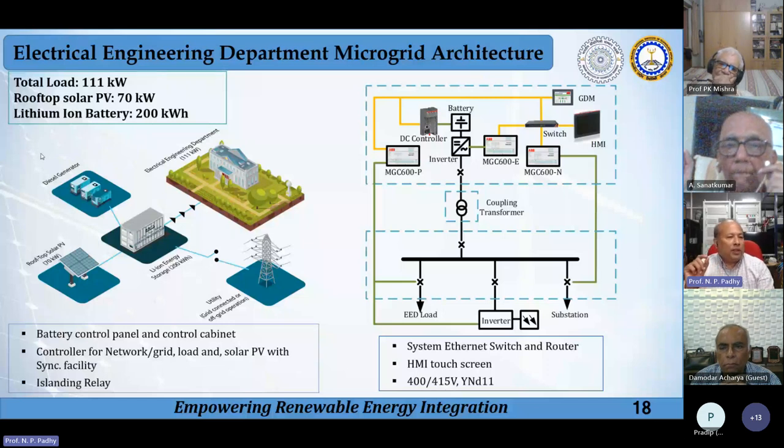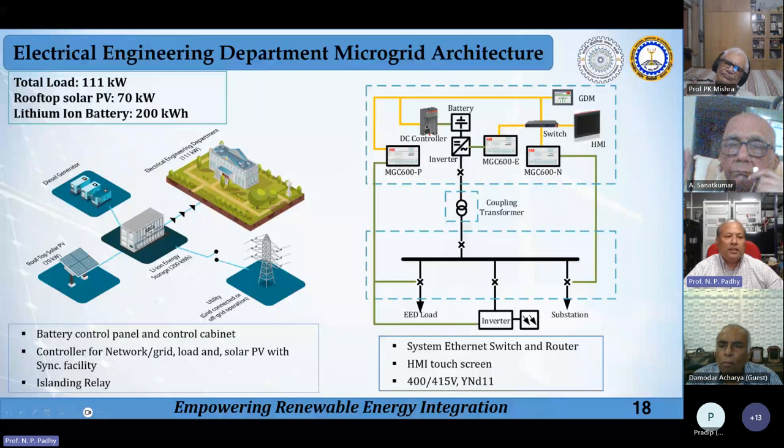So what we do is, there is a total load of 111 kilowatt, and the rooftop solar is close to 70 kilowatt. We have now connected a battery, which is close to 200 kilowatt hour. If you look at the configuration, this is our electrical engineering department, and we have the battery. The department can get energy from the main grid, from the diesel generator, from the rooftop, and also from the storage devices. So out of diesel generator, battery, rooftop solar, and the main grid, this department can be catered. But meeting the 111 kilowatt load requirement optimally becomes an issue.